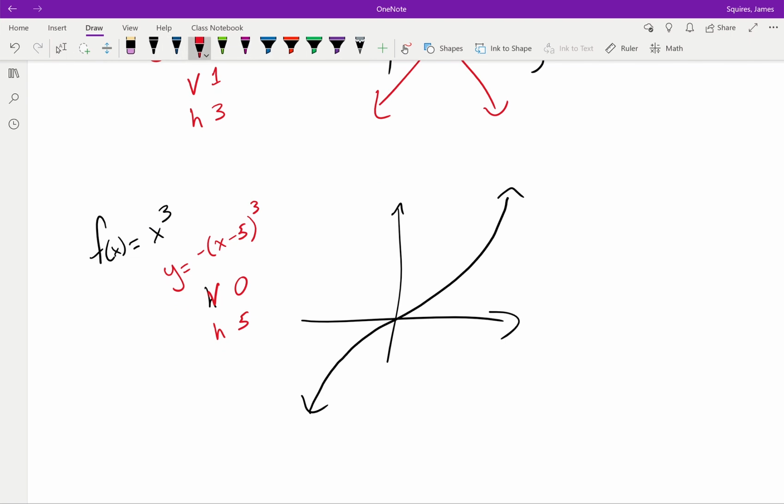So if we wanted to graph this, we would shift upwards 0 units, so there's our original starting point, and then we're going to shift to the right 5 units, 1, 2, 3, 4, 5. And then if we were to flip the function, it would look something like that.